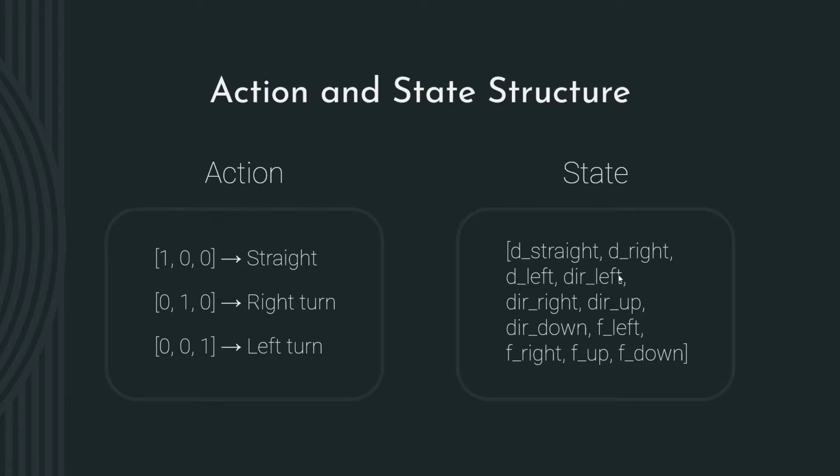We also tell the snake which direction it's going, if it's left, right, up, or down. This is relative to the map. And we tell it if the food is on its left, on its right, above it, or below it. So that's the structure of what the action and state look like.